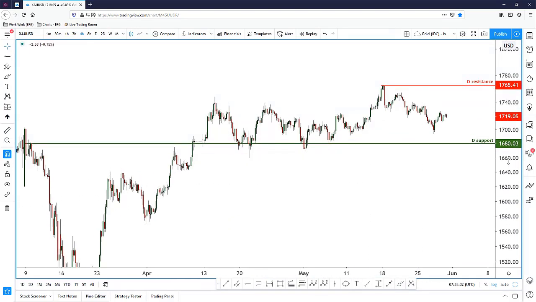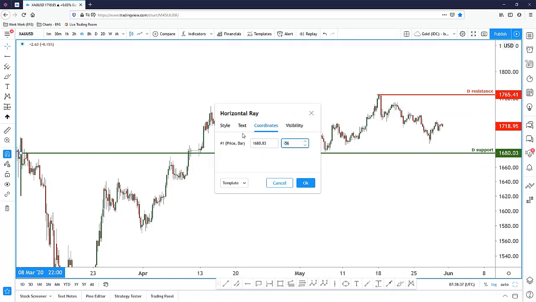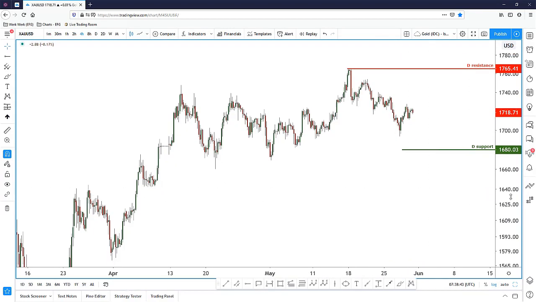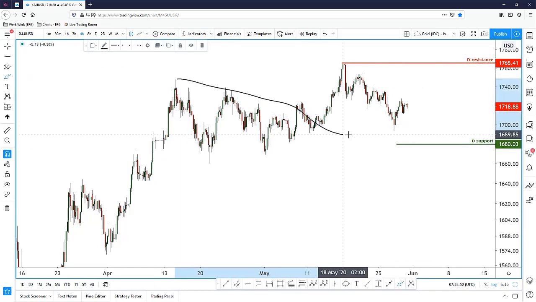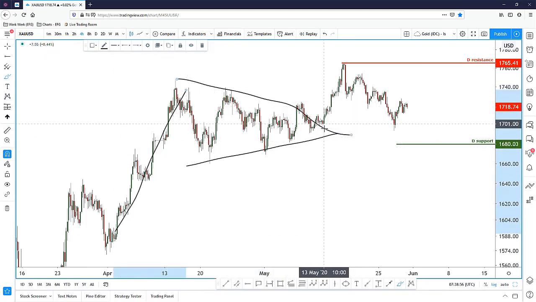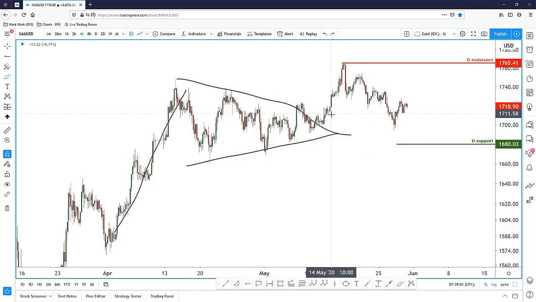On the 4 hours, this is what we see. Let me tidy things up and zoom into the current area. Back in April, a lot of people were saying that if you connect all these highs and all these lows, gold is in a pennant pattern, and the moment price exits the pennant, there should be an explosive move upwards.